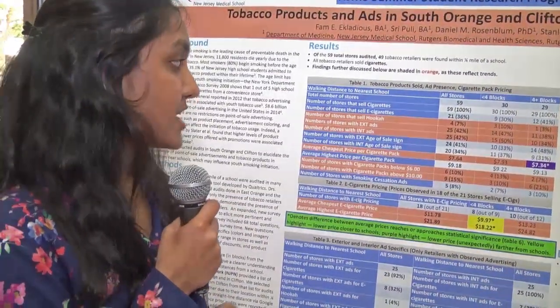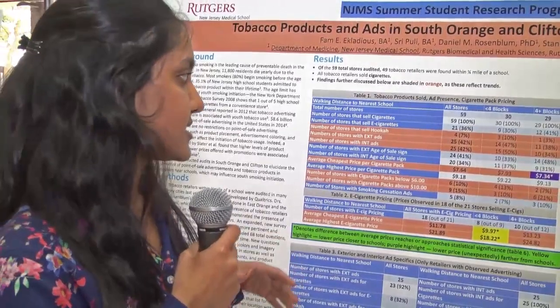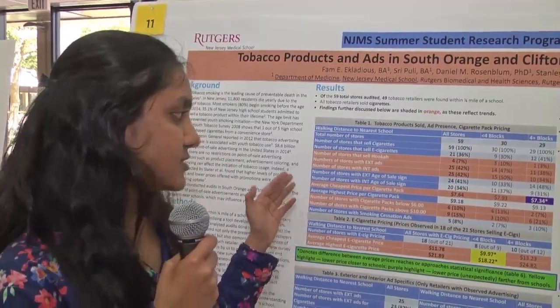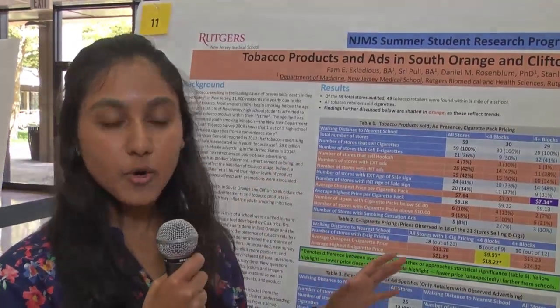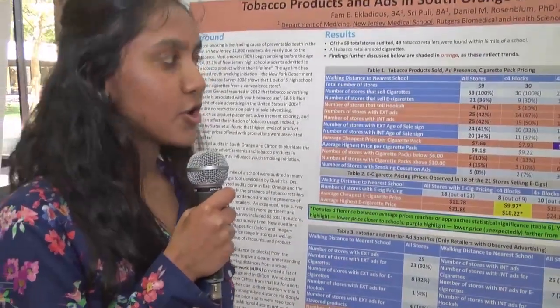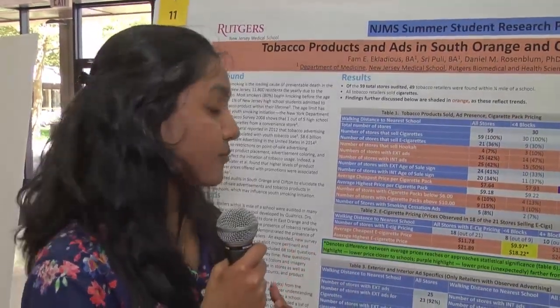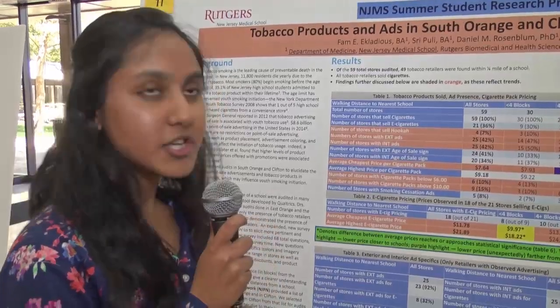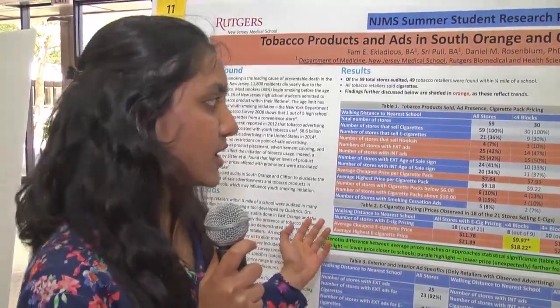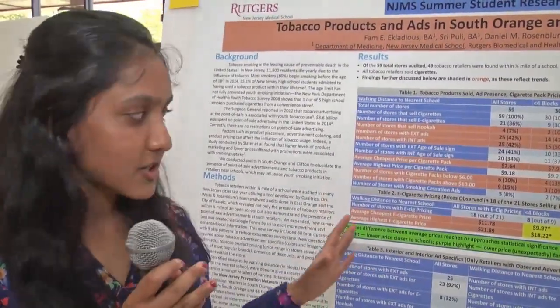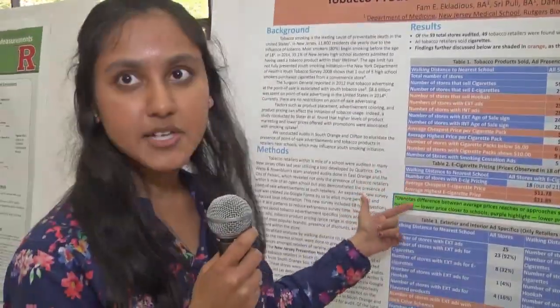And another thing that was really striking to us was in regards to pricing of the cigarettes. What we found is that stores near schools are more likely to have cigarette packs below $6, and stores that are further away are more likely to have more expensive cigarette packs, so above $10. However, the price of the cheapest pack was cheaper further from school, and this is in paradox with electronic cigarette pricing, which was cheaper near schools.